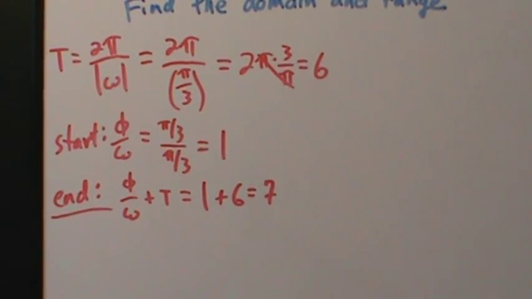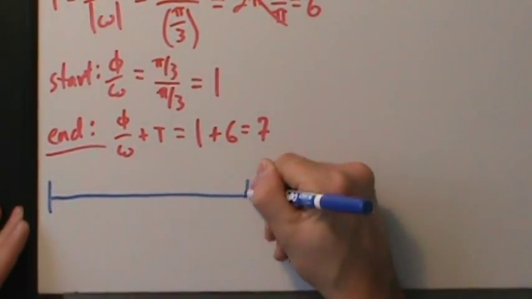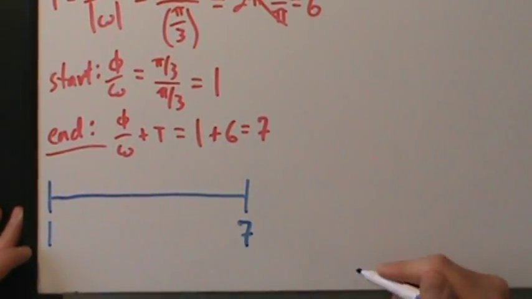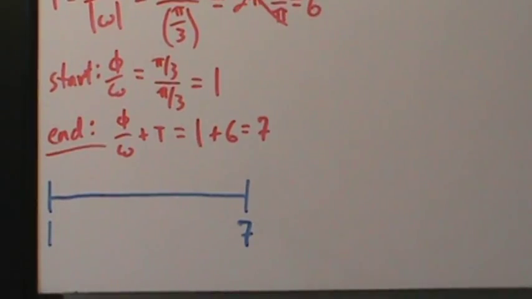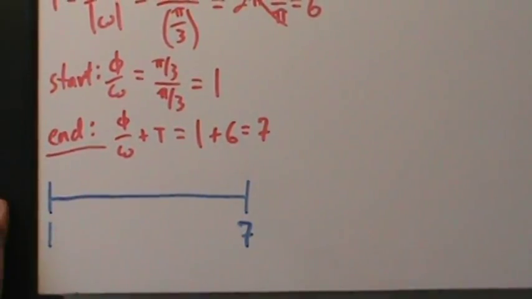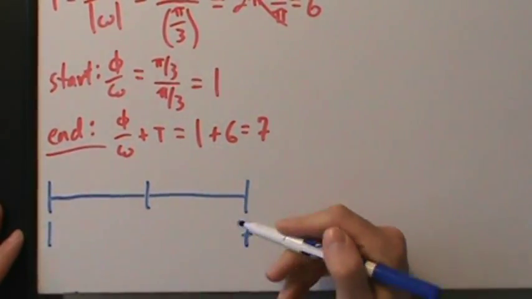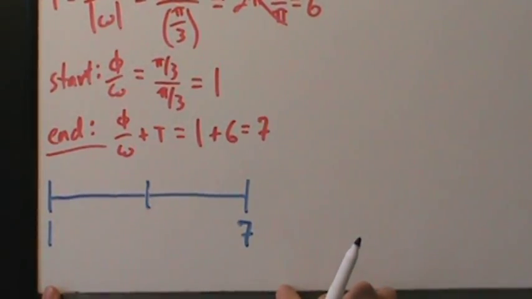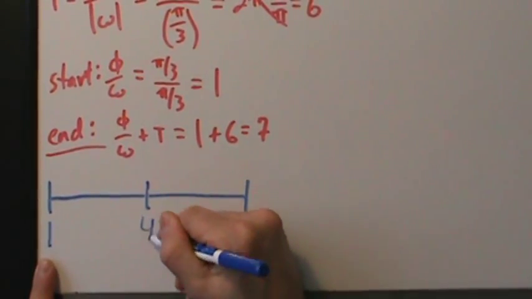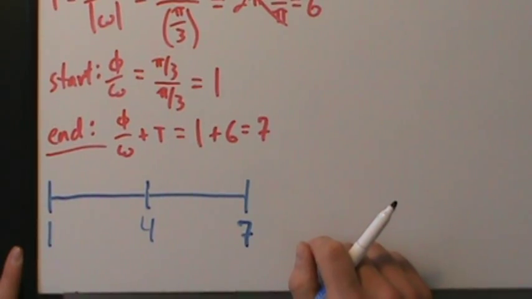So what we do is, just like we did with no phase shift, we're going to set out this little number line here. Here's 1, that's where we start, and here's 7, where we end. We want to divide it into 4 subintervals. So first we divide it in half. What number is halfway in between? Well, 1 plus 7 is 8. 8 divided by 2 is 4. Now we do the same thing with both of these halves, and that'll be it for step 2.